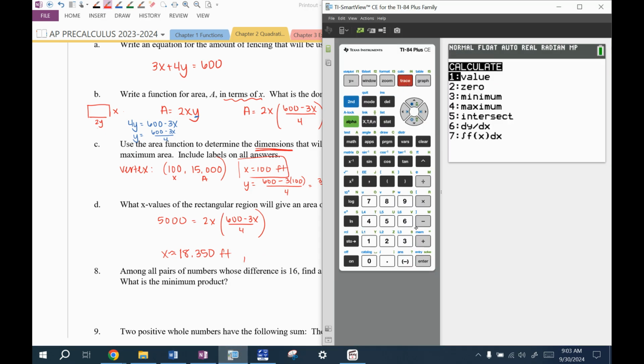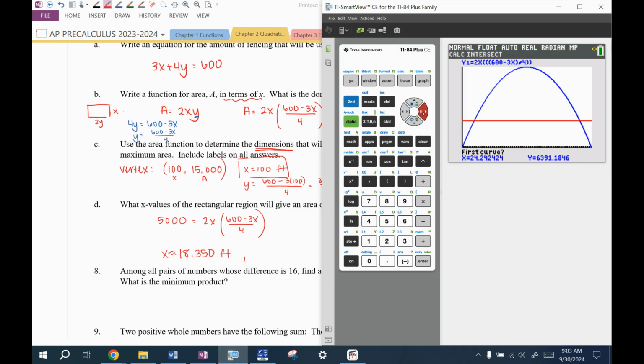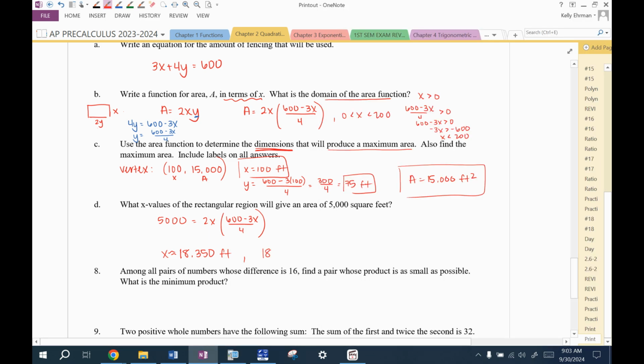So second, trace, intersect. You've got to get your cursor back to the other side over the vertex. Otherwise, it'll keep just finding this intersection point that it's closest to. That should be good enough. So enter, enter, enter. 181.650. So you have to round to 3 places and you have to round correctly. So those are the two values for x that will give us an area of 5,000 square feet.